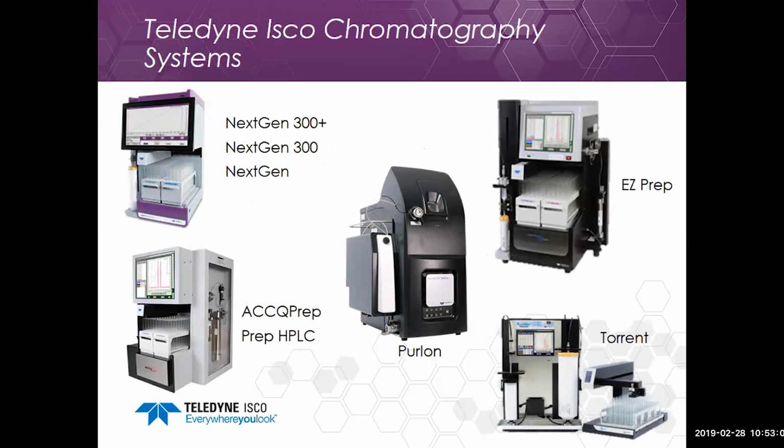So just to summarize the equipment that we have available here, we have our NextGen series of flash chromatography systems on the upper left of the screen, our ACCQPrep HPLC system on the bottom left, the EasyPrep hybrid prep flash system on the upper right, and then our large-scale flash purification system, the Torrent, on the bottom right. All of these can be coupled together with our PurIon mass spec for mass-directed fraction collection.